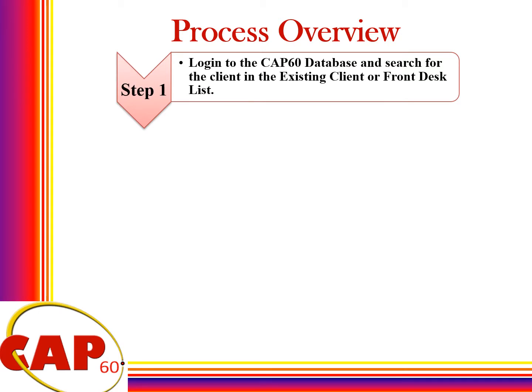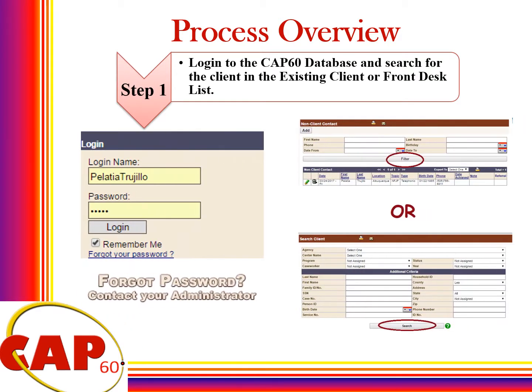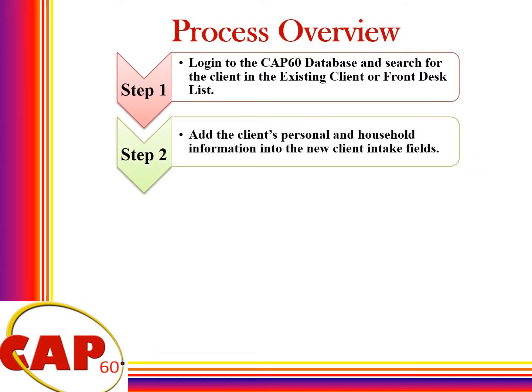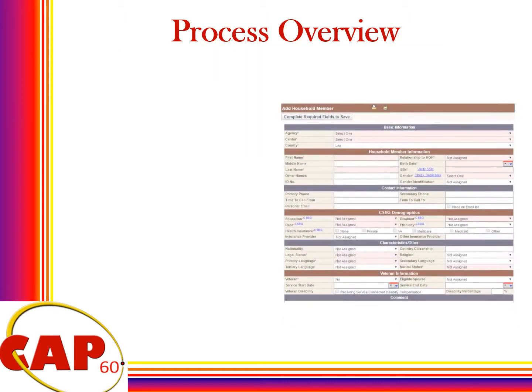Let's take a look at the overall intake process. Step 1. Log into the CAP60 database and search for the client in the existing client list or the front desk list. Checking the database to ensure that the client is not already in our system helps to decrease duplicate entries. Step 2. Add the client's personal and household information into the new client intake fields.